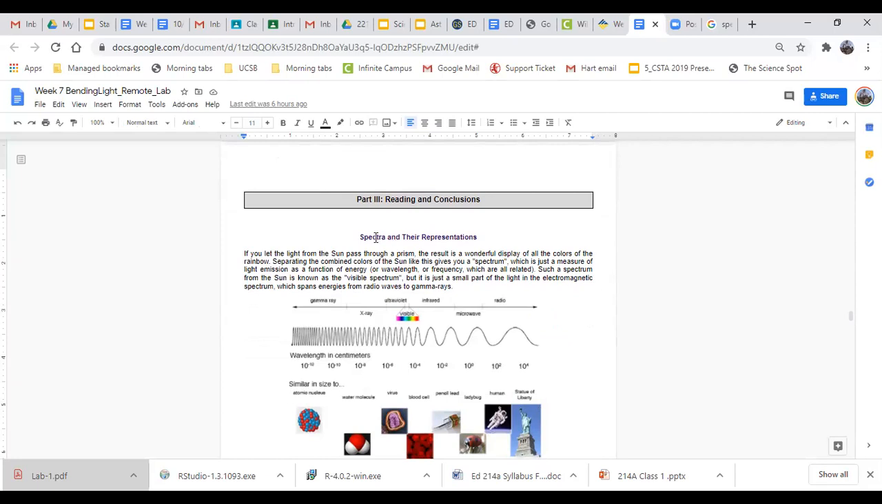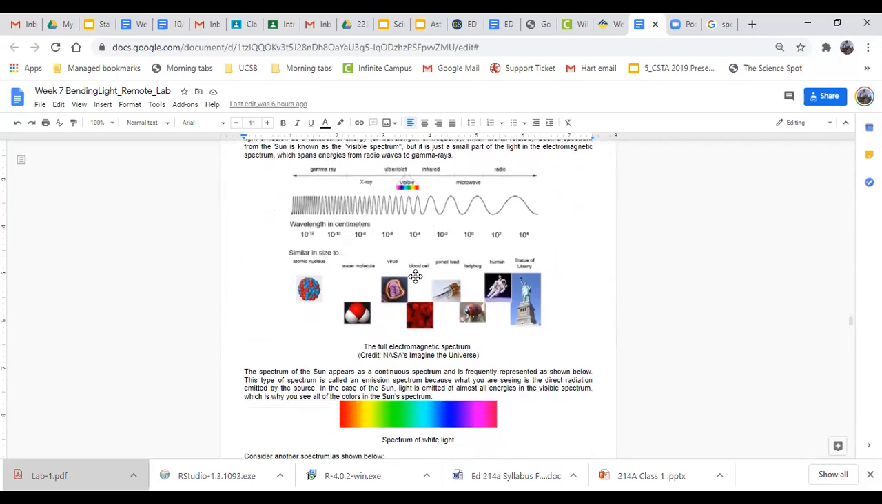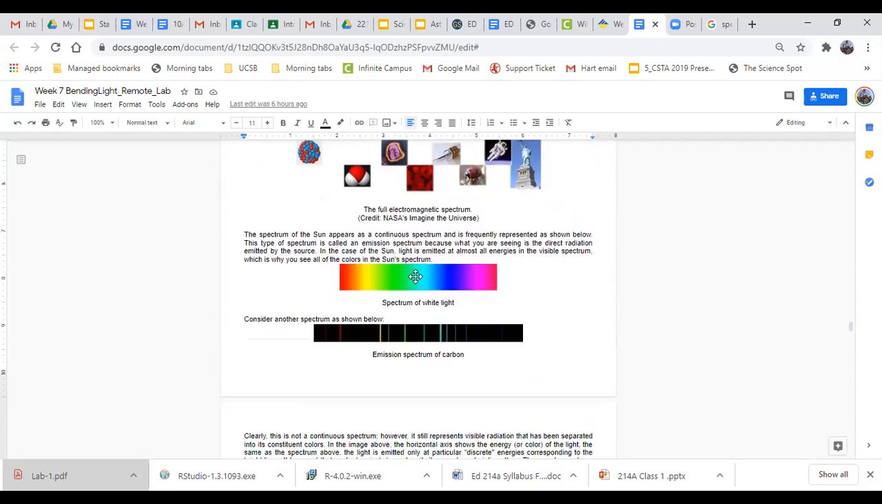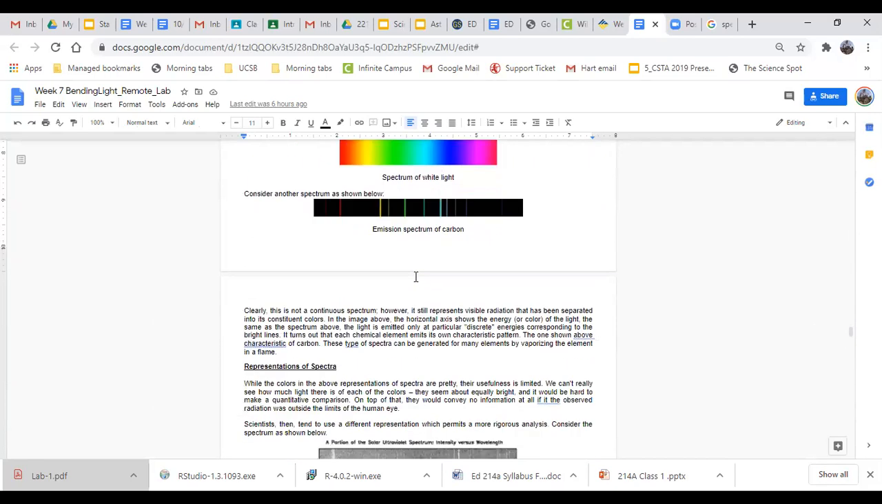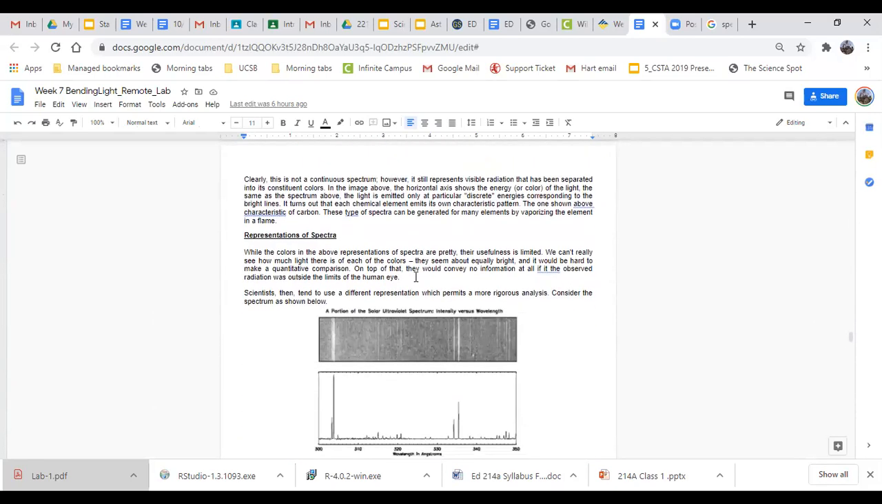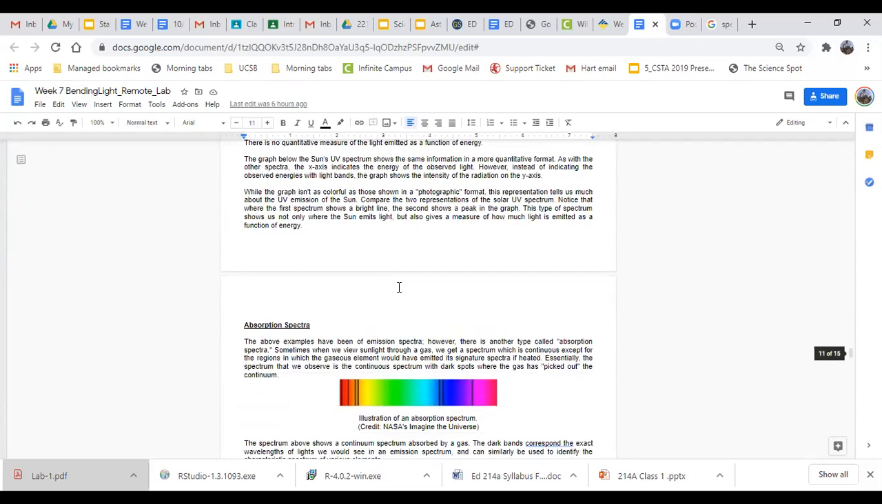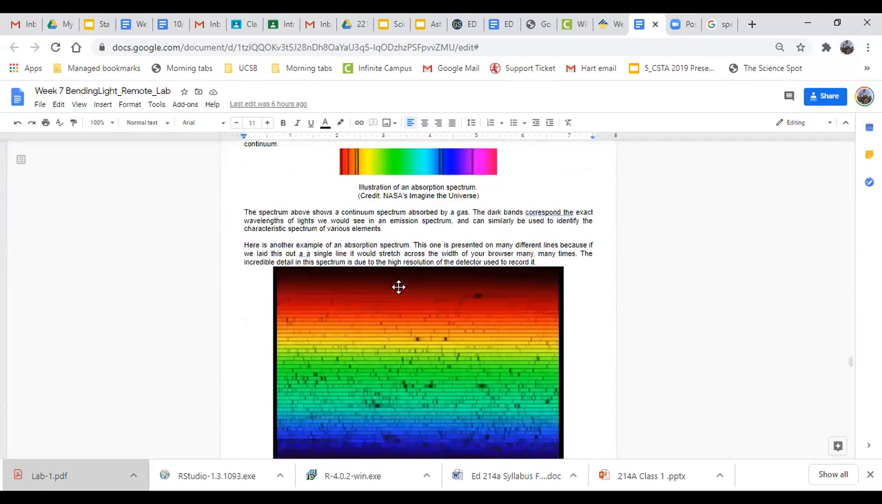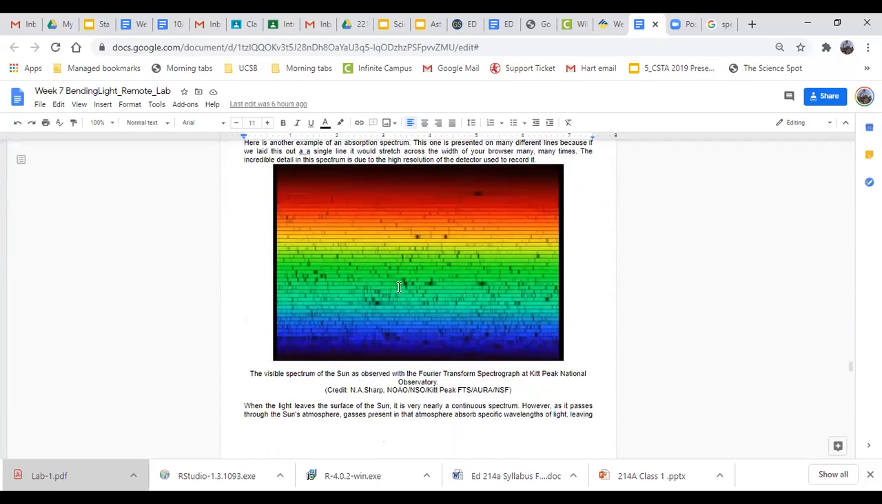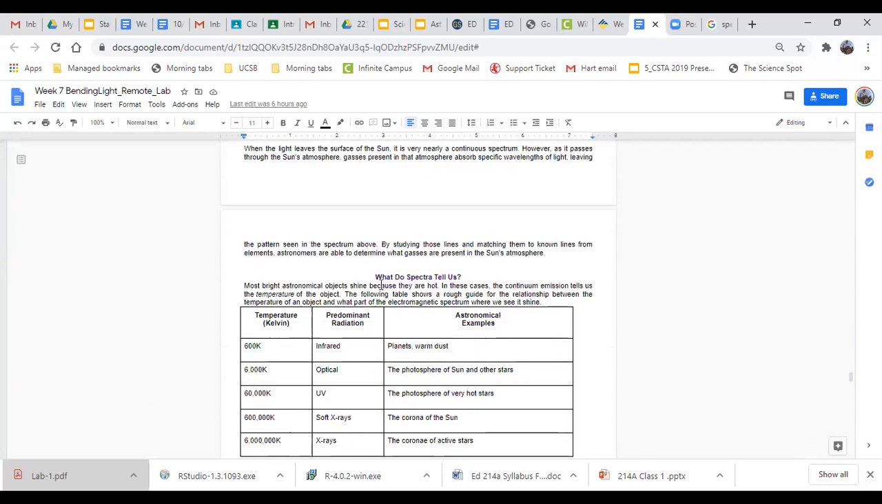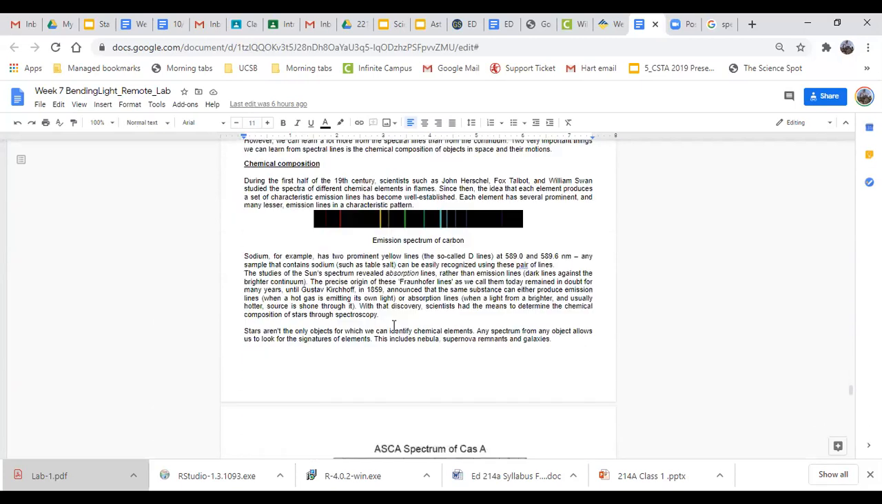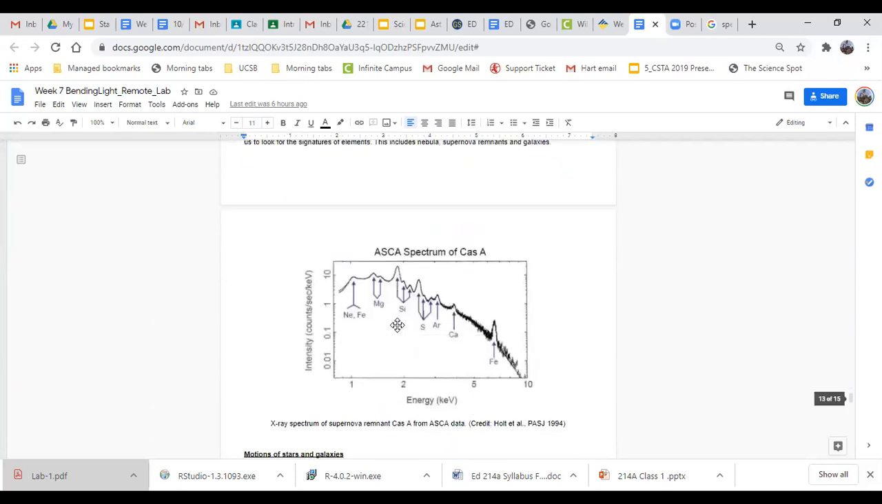And then part 3, your reading and conclusions. So read through this information. This kind of recaps all of that on the nature of light, on spectra, on the EM spectra, and some representations of spectra. And here we're really putting together the implications for astronomy, looking at a solar spectra, giving some astronomical examples of where you would use each of these things.